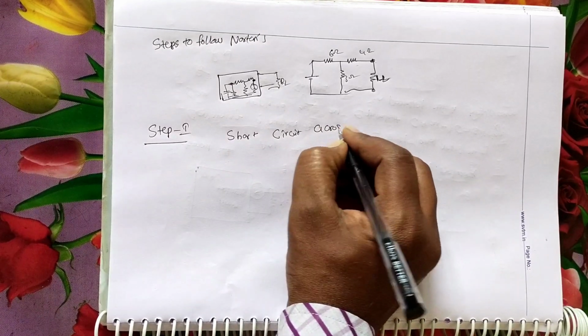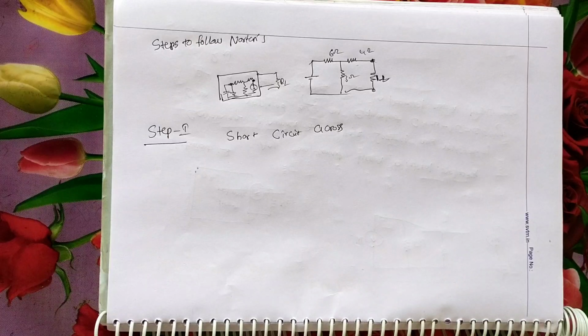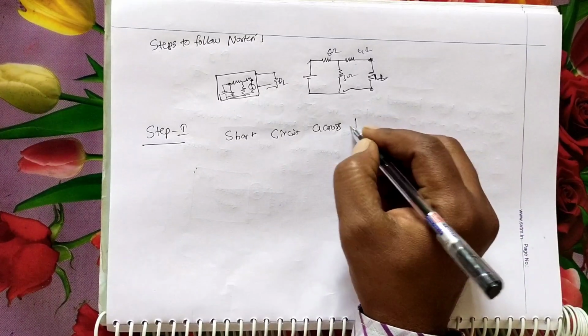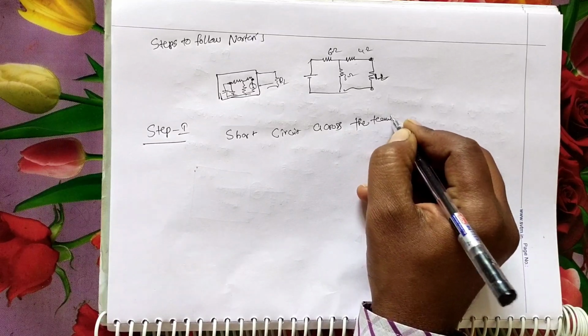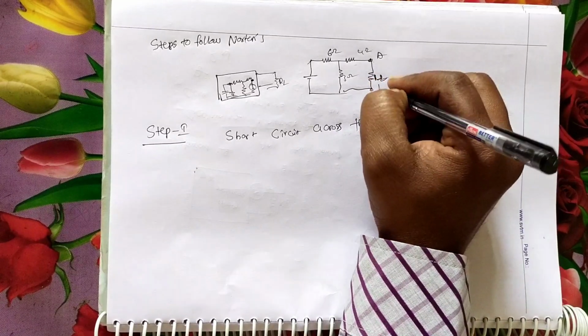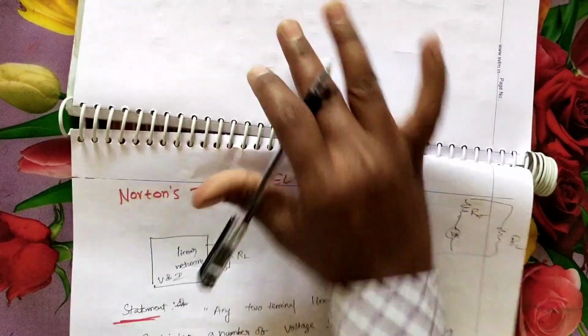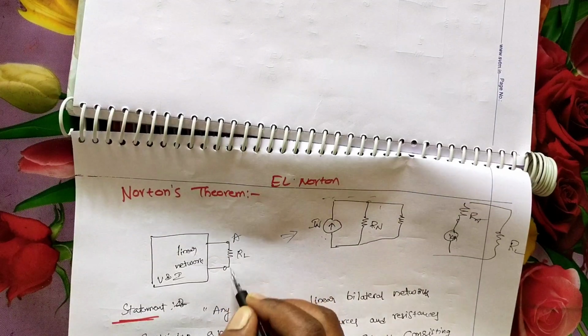across the terminals A and B. Assume that this is the terminal A and B. Previously how we discussed, this is terminal A and B, Norton's theorem.